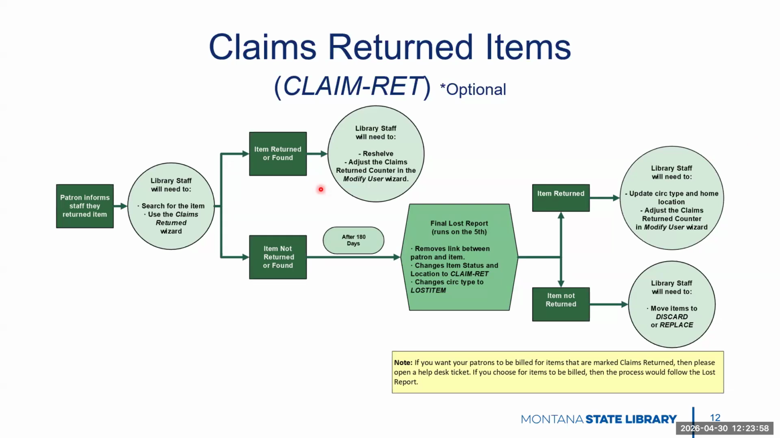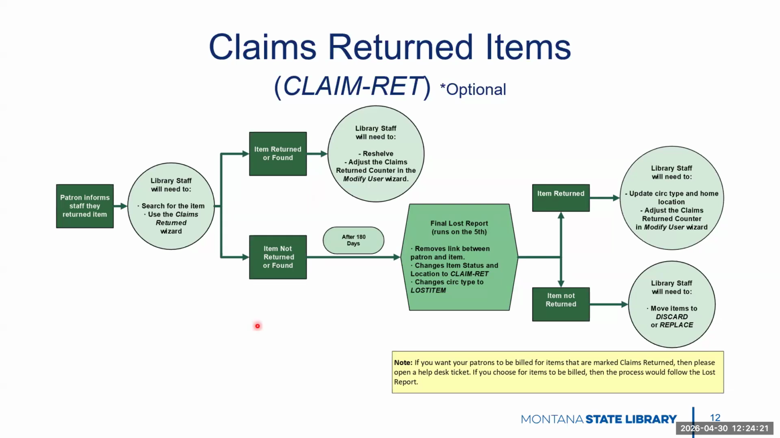And then depending, staff can also modify the claims return counter in the patron's account. The counter is something that would need to be manually manipulated because just checking it in won't adjust that. So you would need to go in to do that on the privileges tab in the modify user wizard.